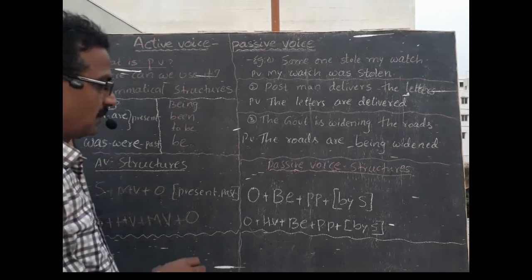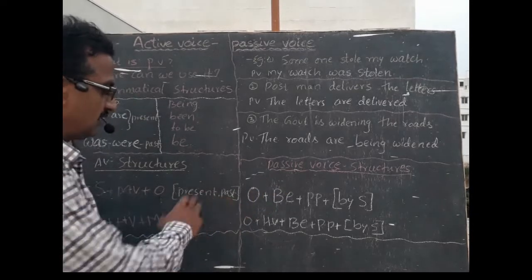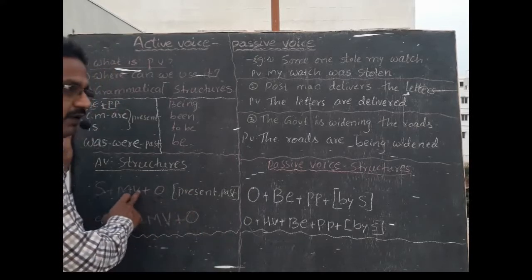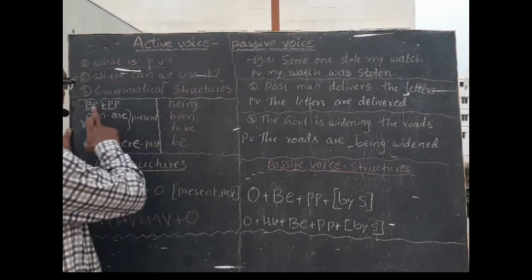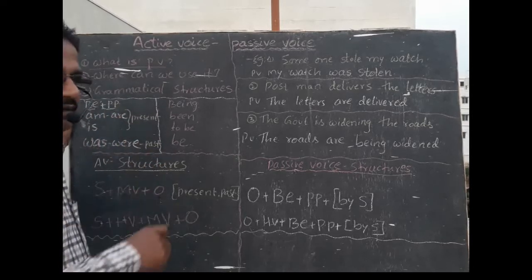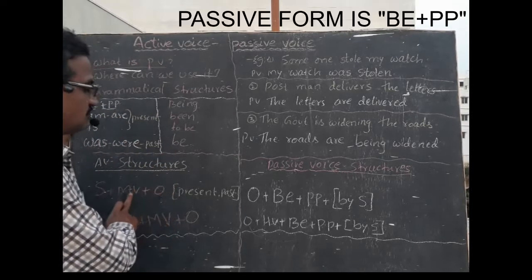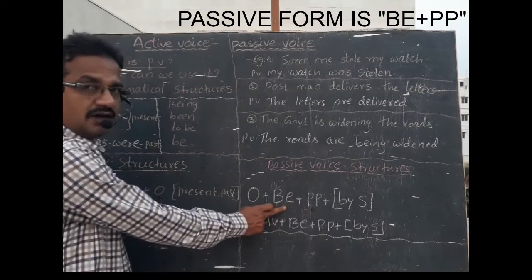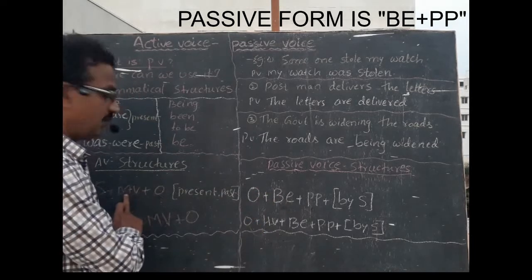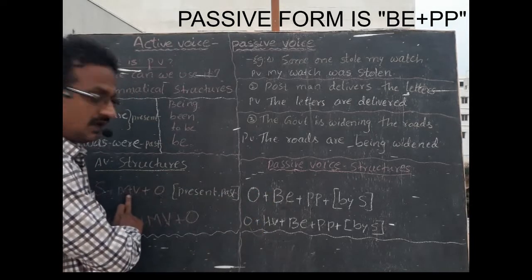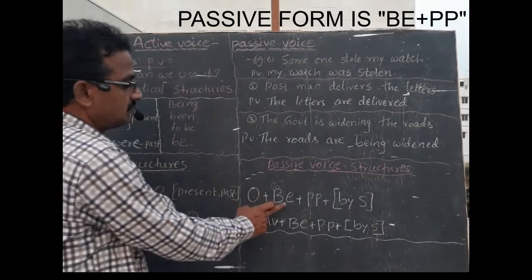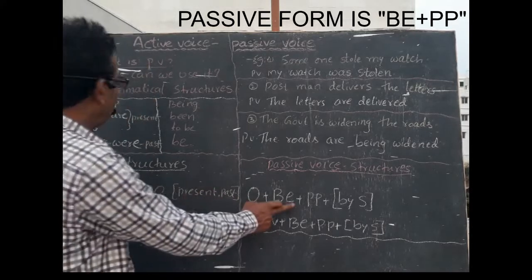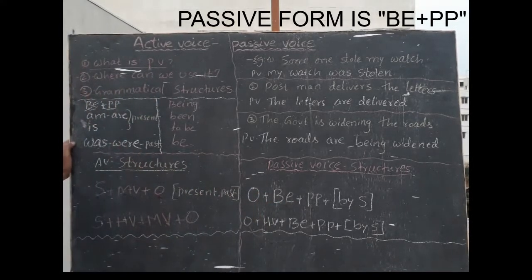When you want to change the sentence from active to passive voice, you had better take be. The passive form is be plus past participle. Whatever the active main verb is, it should be changed into past participle and preceded by auxiliary be. That depends upon the tense of the active verb. If the active verb is present, use present. If the active verb is past, you had better take the past be forms, was or were.